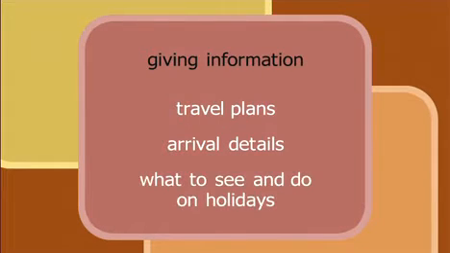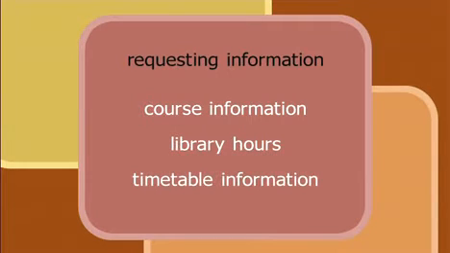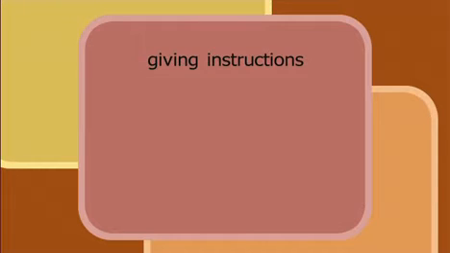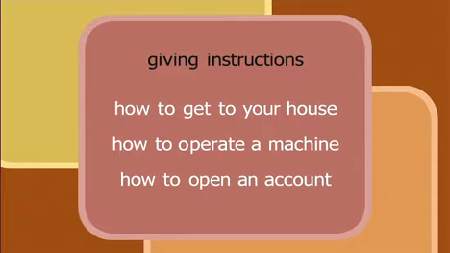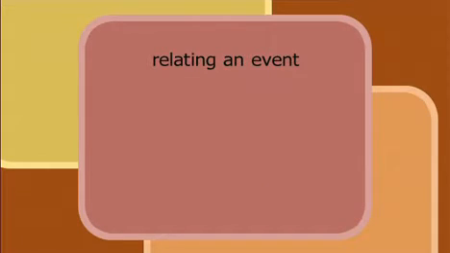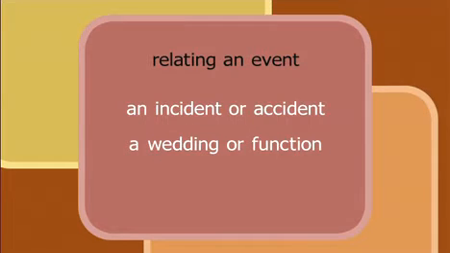Here are some examples. Letters for giving information might include travel plans, arrival details, what to see and do on holidays. Letters requesting information might be for course information, library hours, timetable information. Some letters for giving instructions include how to get to your house, how to operate a machine, how to open an account, and relating an event, an incident or accident, a wedding or function, or a holiday.